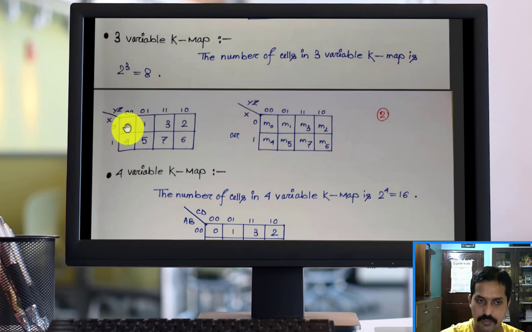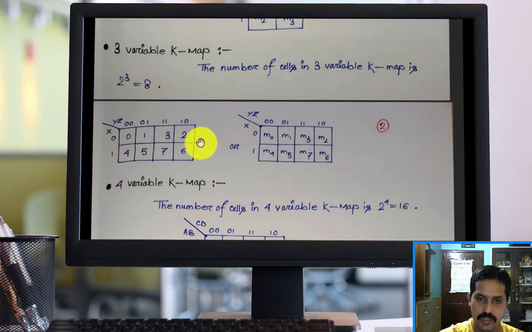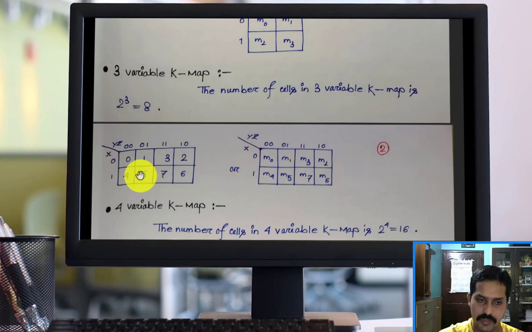Back to the front: 0, 1, then 3, then 2, and then 4, 5, then 7, then 6. And 0 means m0, so m0, m1, m3, m2, m4, m5, m7, m6. Actually, in the later problems, I will use either this or this.